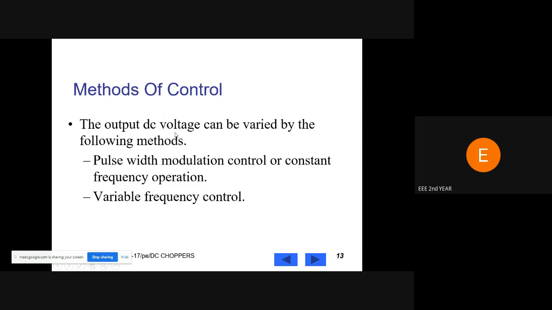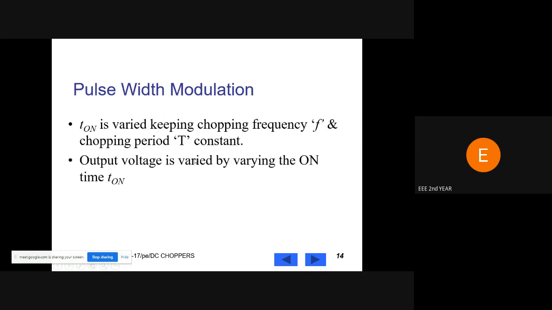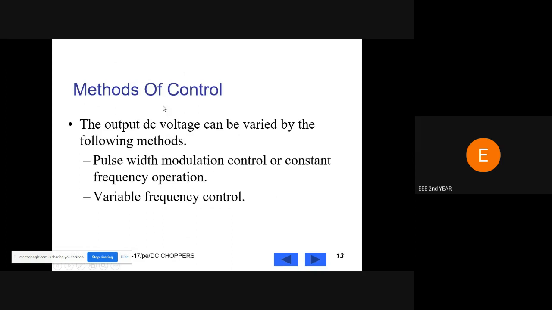The output DC voltage can be varied by using the following two methods. One is the pulse width modulation technique. Another one is variable frequency control. Pulse width modulation control is also called constant frequency control. Another one is variable frequency control. So these methods of control are also called the control strategies of a chopper.